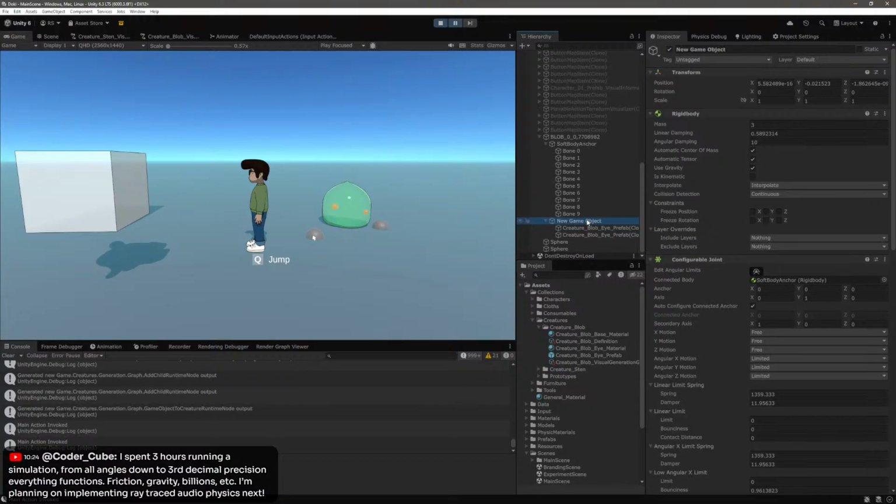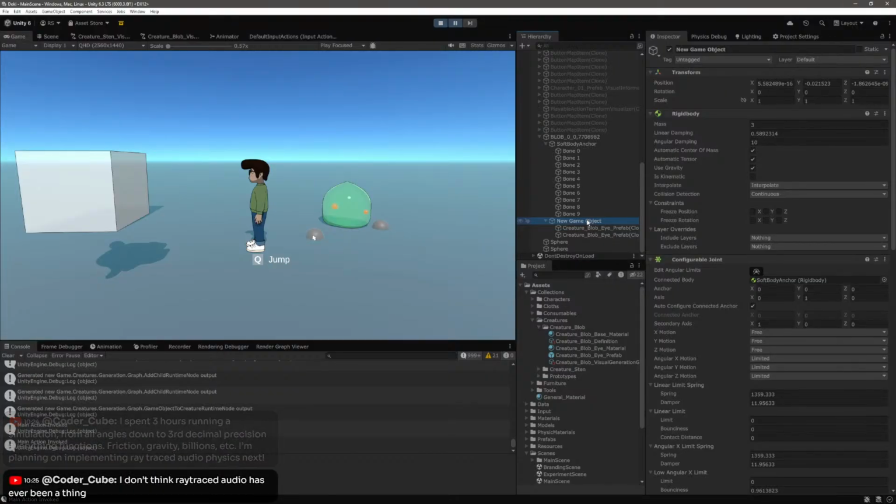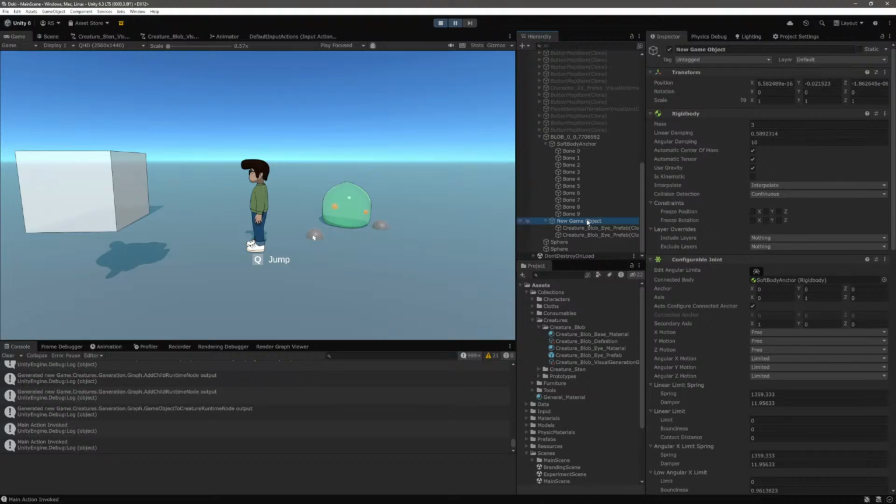Ray traced audio physics is amazing. I don't think ray traced audio has ever been a thing. Didn't the Source engine include some pretty cool audio physics? Maybe not.